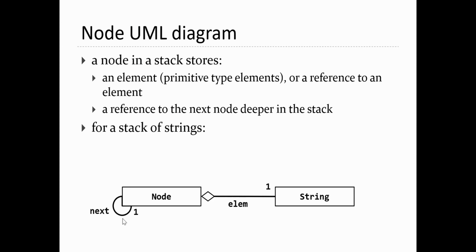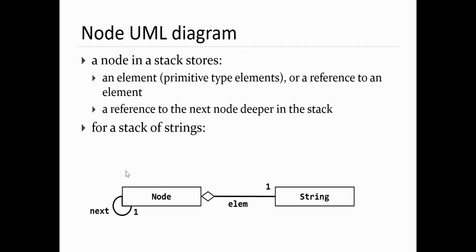Every node has a reference to the next node in the sequence. Notice this is not aggregation or composition. It's association here. Now, why can't it be aggregation? Because aggregation is one way. So in other words, a node does not own the next node that it points at, so it can't be aggregation.